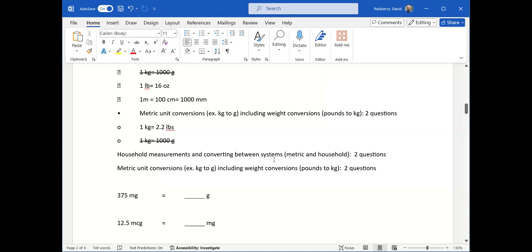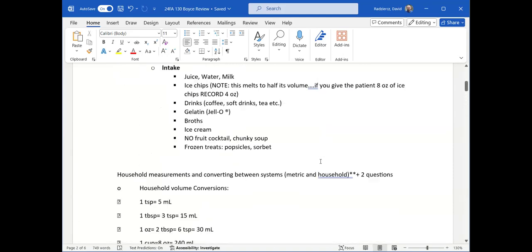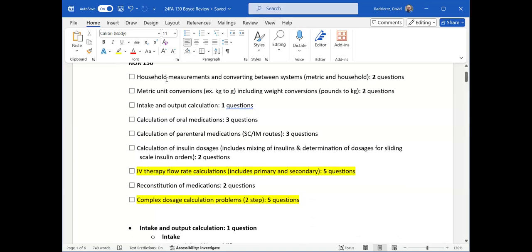Okay. So what I did and what I would recommend you do in between now and your test next week is to go through the outline here, the blueprint, and look for examples of where you can create these questions of doing household measurement conversions. So you're converting from metric to household, or typically you're going to go from household to metric, meaning ounces to milliliters, cups to milliliters, teaspoon and tablespoon to milliliters. Those are the types of conversions that you want to be practicing.